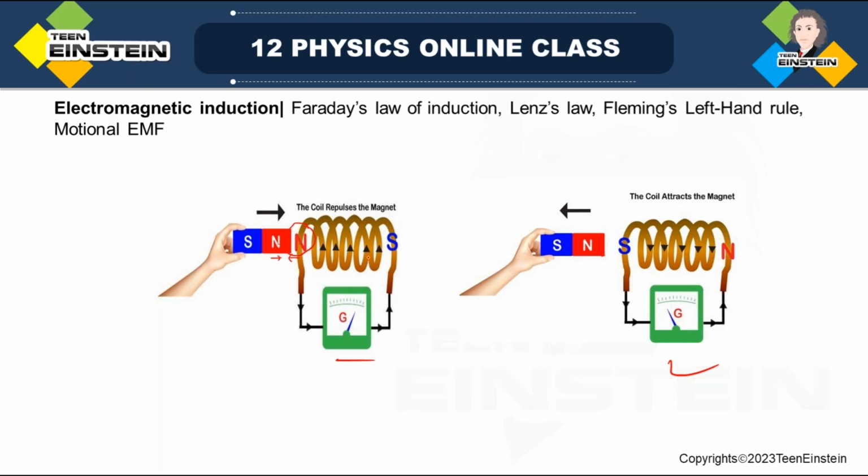See, the original cause is the change in the flux. So if the bar magnet is brought near to the coil, then the flux will increase, and hence the induced EMF also will increase. That means when the flux linkage is increasing, a north pole will be produced here such that the flux change doesn't increase, so that the motion of this bar magnet will become a little bit slower.